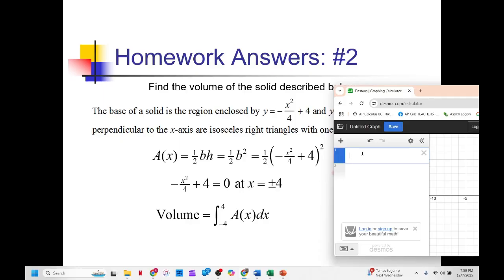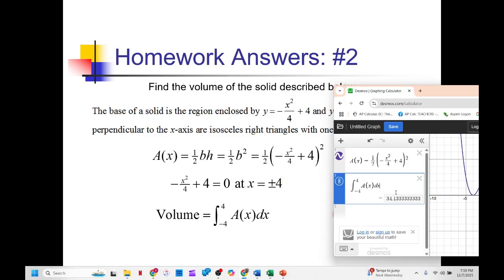So entering this on Desmos, let me do my A of x function first. That is 1/2, and then open a parentheses. We've got negative fraction x squared over 4 plus 4, close parentheses, raise it to the second power. And now let me do my integral from negative 4 to 4 of A of x dx, and that comes out to 34.133.